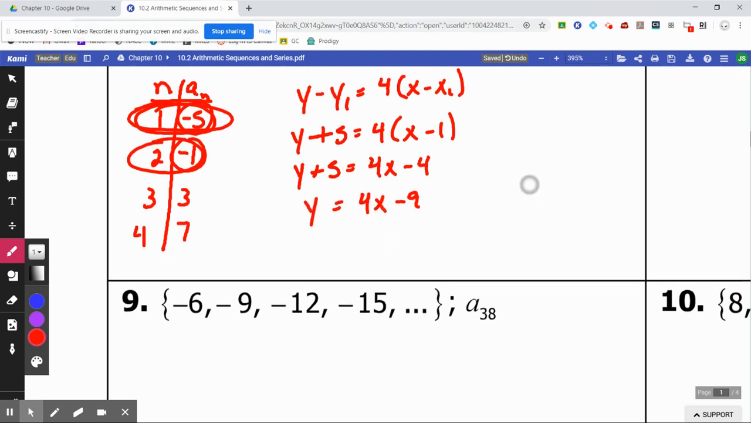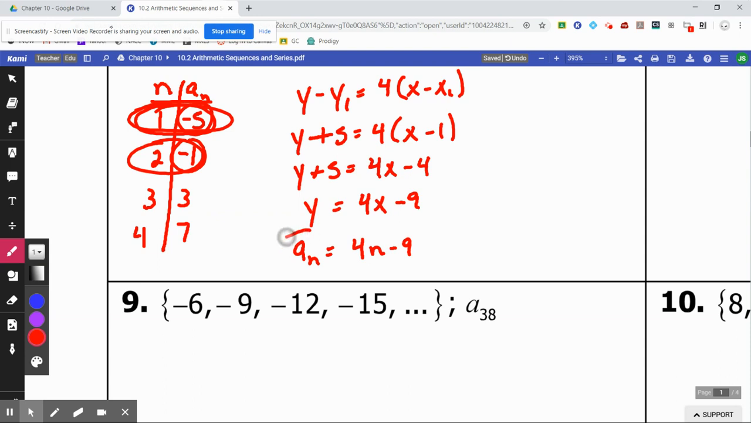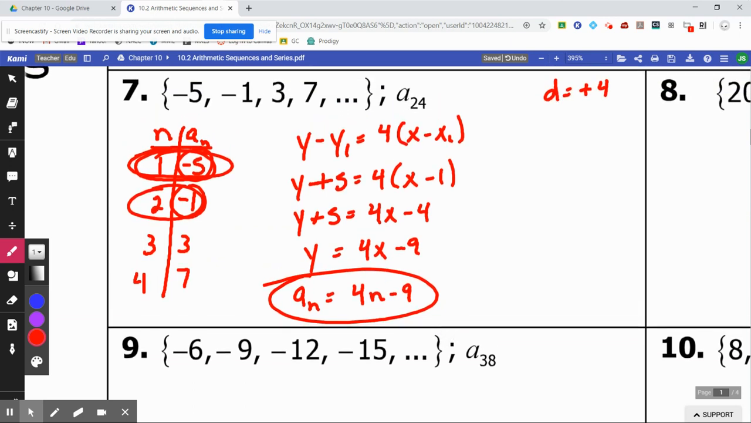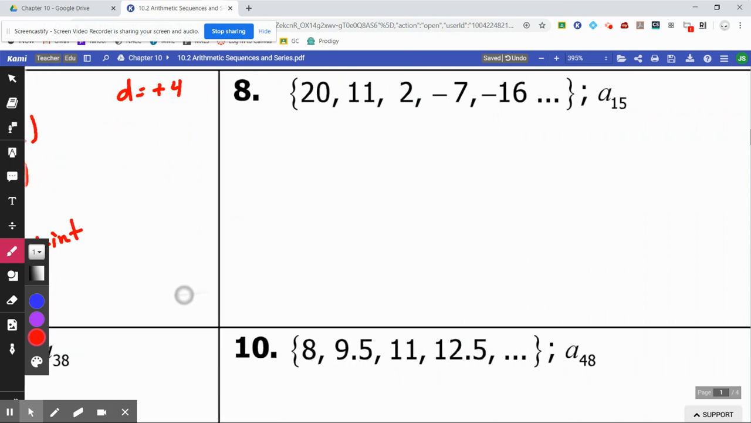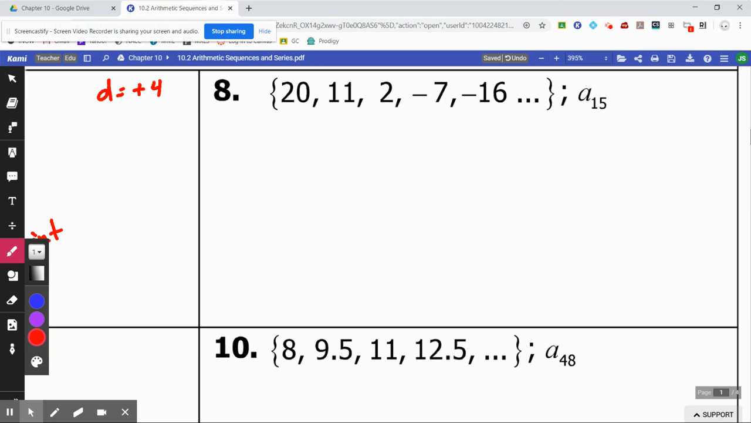And if you'll look, a while ago, the answer that you got was a sub n is equal to 4n minus 9. So if you want to replace the y with a sub n, the x with n, there's your formula. It's the exact same thing. But I want to focus in. We'll talk more about it in just a second. My y-intercept there ended up being -9. Let's work one more problem, and then we'll go back and revisit that.